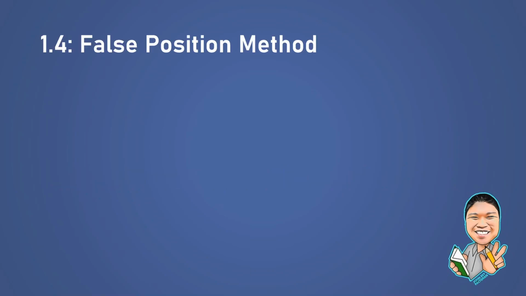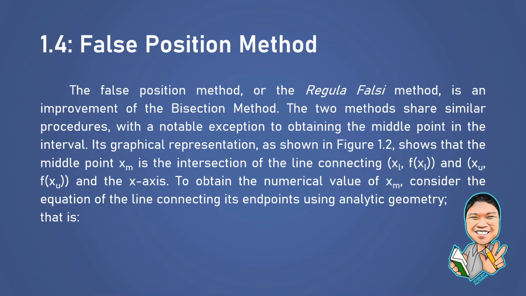Okay? So according to the definition of this method, the false position method, or in Latin the regula falsi method, is an improvement of bisection method. So ibig sabihin, parang bisection method lang ito, in-improvise lang. The two methods share similar procedure with the notable exception of obtaining the middle point in the interval.